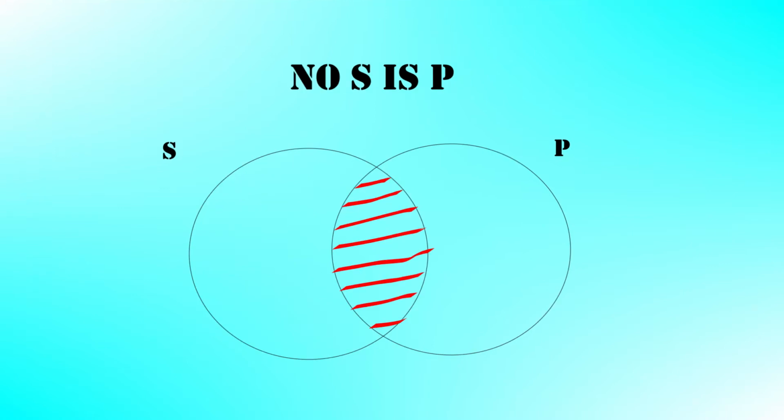Similarly, when we're looking at no S is P, same basic idea. No S is P means that the region where S and P intersect one another, that region is completely empty. There's nothing in it. We'll symbolize that by shading that region in. So now the only S that's left is the S that's not part of P, the S that doesn't overlap with P.